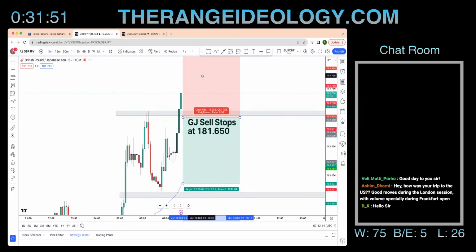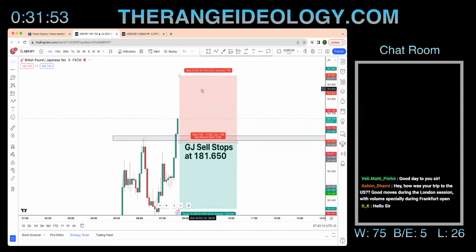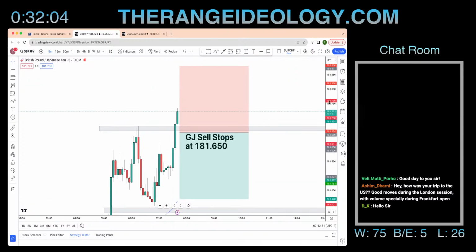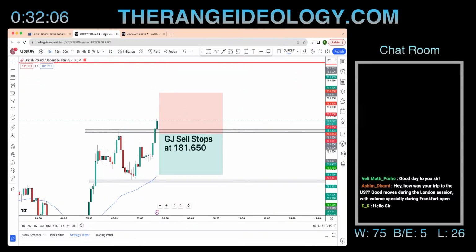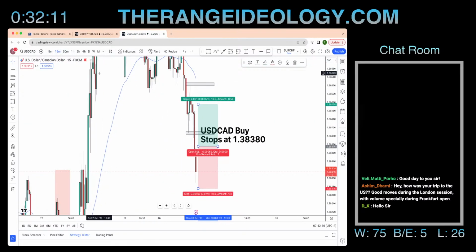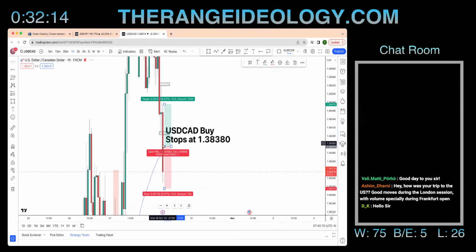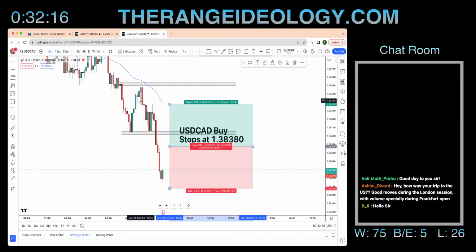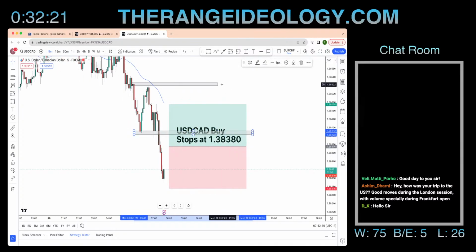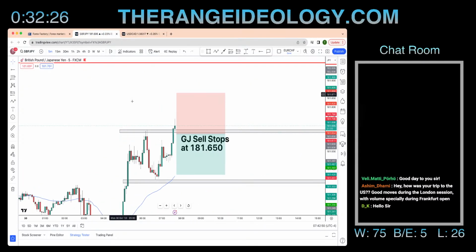So 650 right there. 23 pips, yeah. All right, here comes USD CAD, guys. So look at that now. 15-minute could just be a rejection here, and then the 1 hour could be another rejection, continuing the move up. And here is USD CAD, guys, coming strong. Oh, and here GJ comes as well, guys.